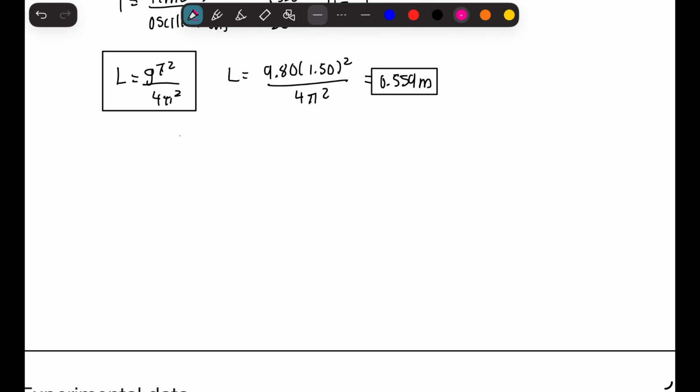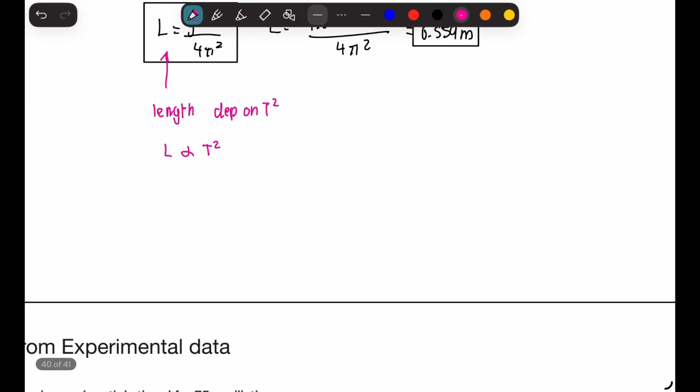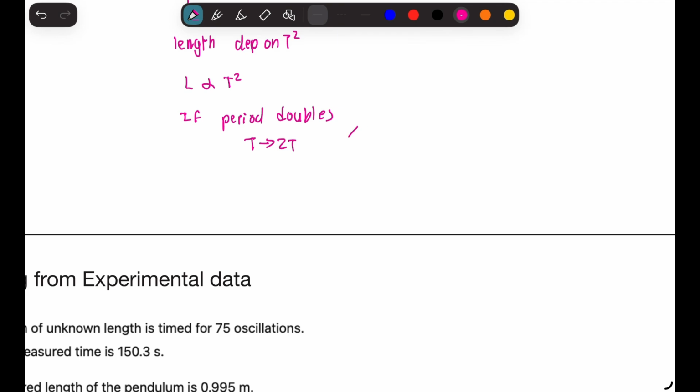And some takeaways that we have from here is that our length is going to depend on T squared, in a relationship where L is proportional to T squared, because they are both in the numerator. So that means that if our period doubles, aka you go from T to 2T, your length will quadruple.